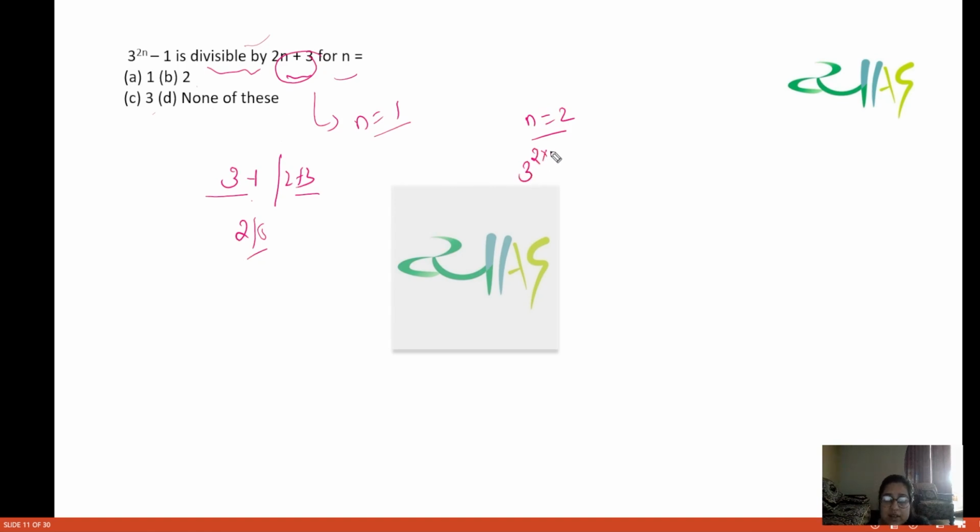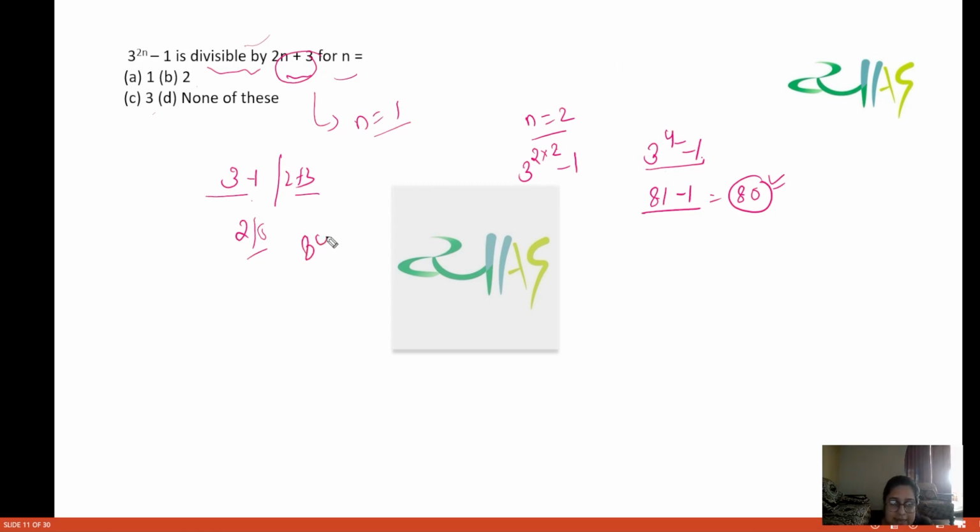So you have 3 to the power 4 minus 1. So you have 243 minus 1, so basically you have 242. Sorry, I made a calculation mistake. Here it is 3 to the power 4 minus 1, so this is basically 81 minus 1. So this becomes 80.